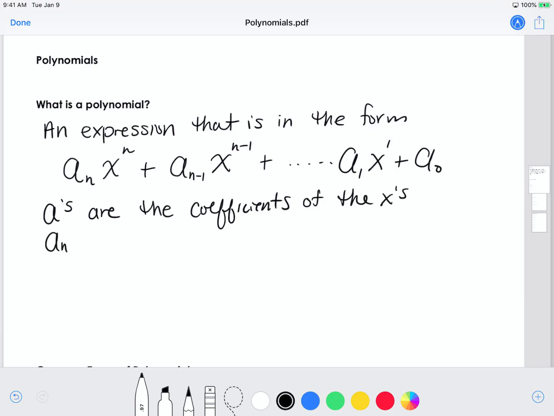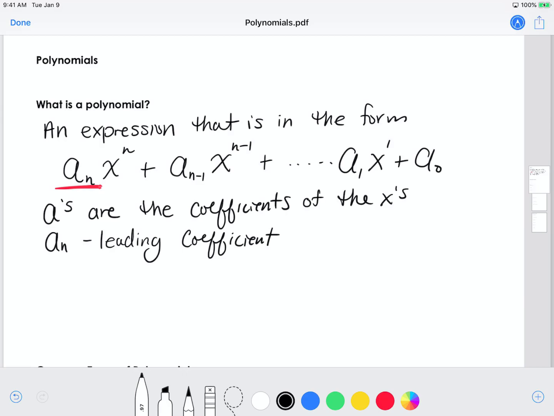An, because it's the very first term out in front when it's in descending order, is called the leading coefficient. So if you put all your x's in order from the largest exponent down to the smallest, that an that goes with the x with the largest exponent, that's what's called the leading coefficient.